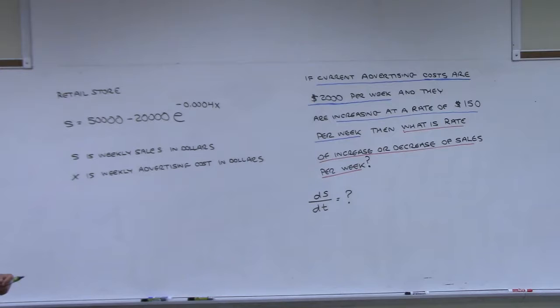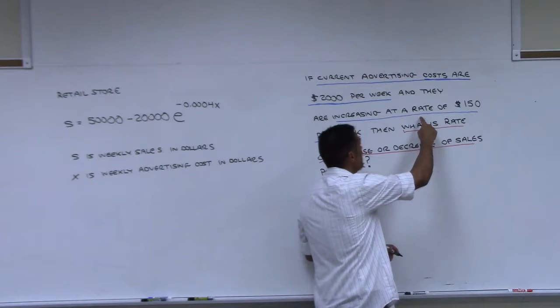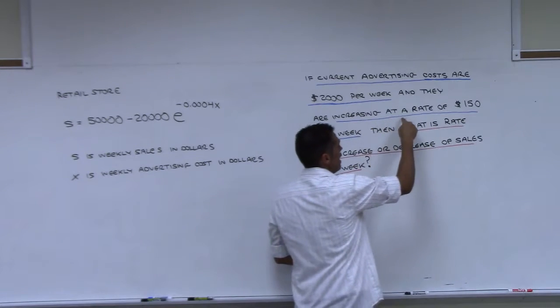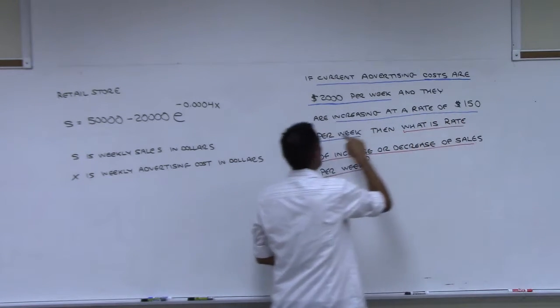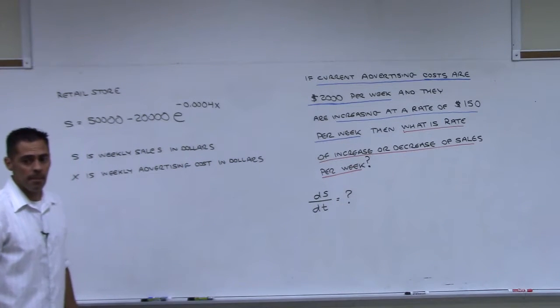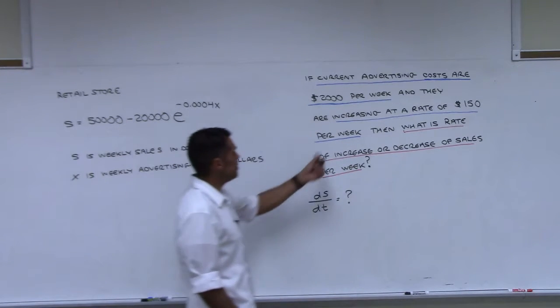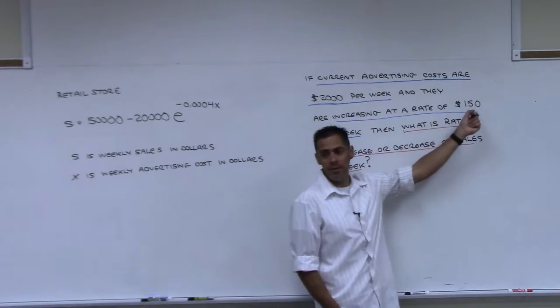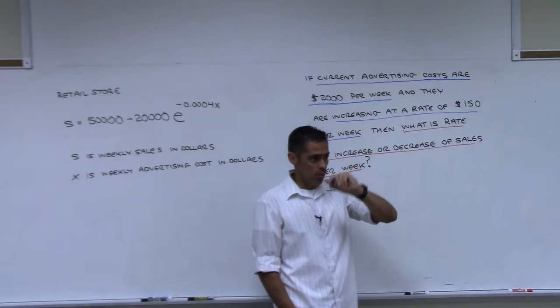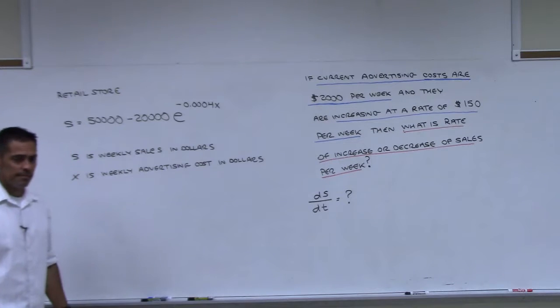Rate is a derivative. The rate is the one that's the derivative. So that's the key word right there. They're increasing at a rate of $150 per week. For example, if it said it was decreasing, we could just put it negative. If this was saying decreasing at a rate of 150, we would use negative 150. But it's increasing, so we treat it as positive.